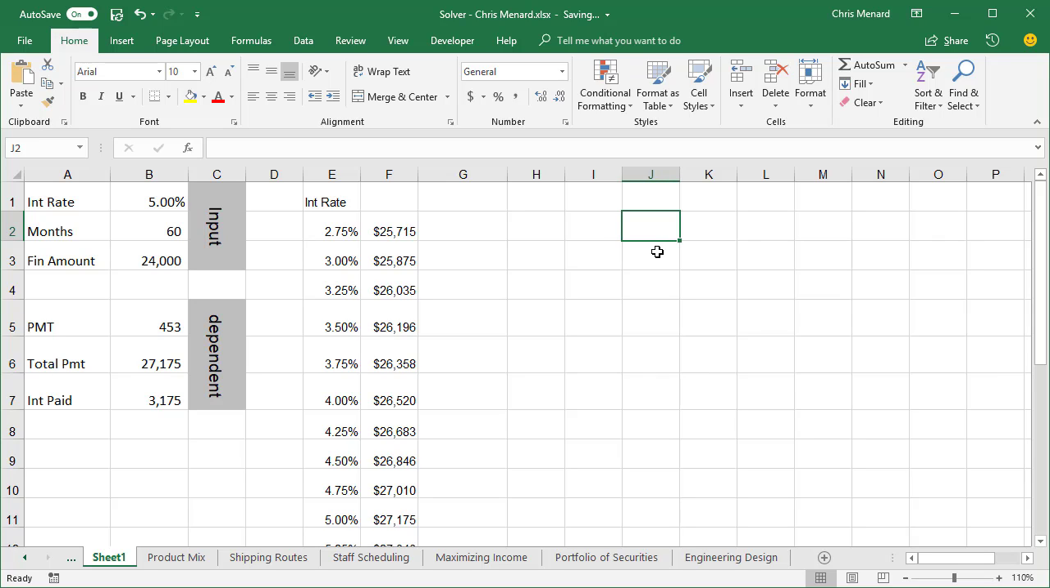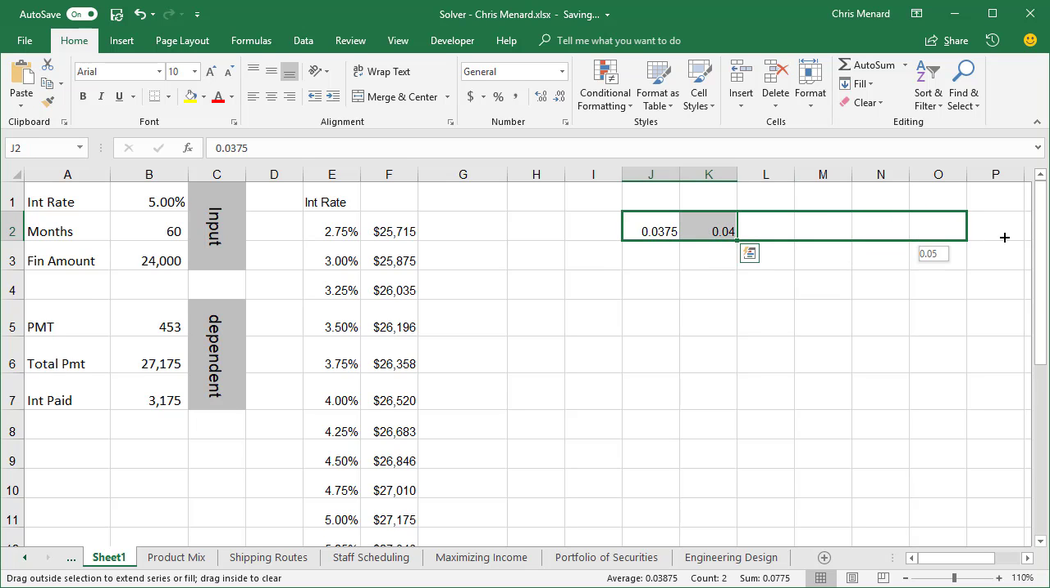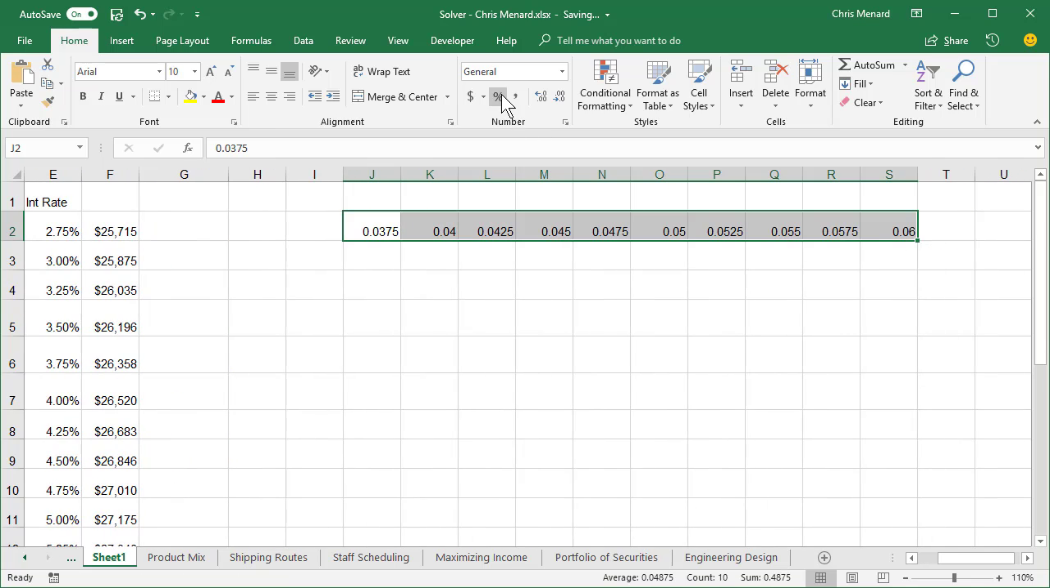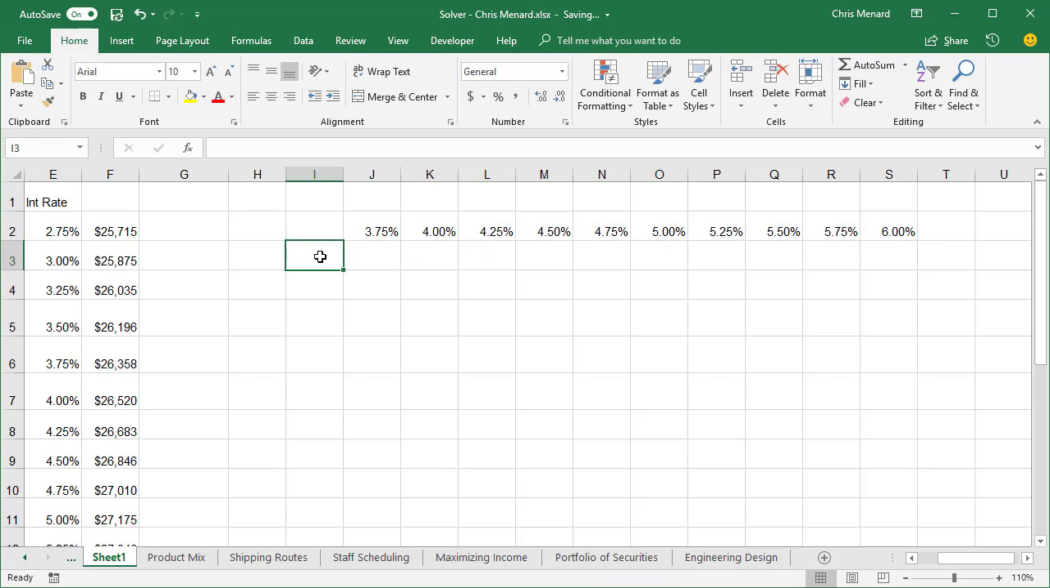I'm over in J2. So now it's not just the interest rates, it's the interest rates and the finance amount. I'm going to put the interest rates across the top. Highlight both of those, autofill. Six percent works. Format them. That is going to be empty. I'm going to come right here. Actually, that's where I'm going to start. So one down, one to the left.